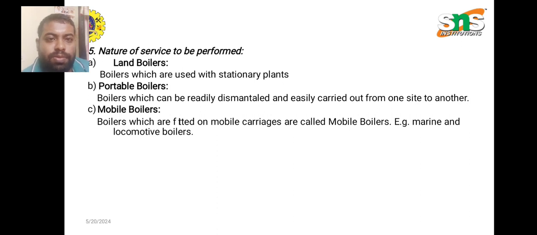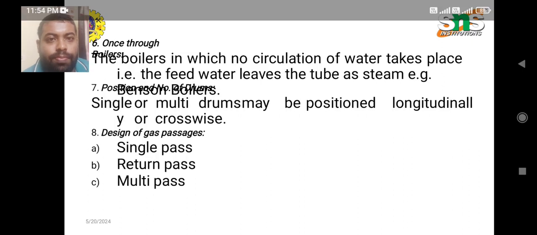Nature of service to be performed. There are three services. One is land boilers, which are boilers used with stationary plants. Next is portable boilers, which can be readily dismantled and easily carried from one site to another. Then mobile boilers, which are fitted to mobile carriages. Example: marine and locomotive boilers.